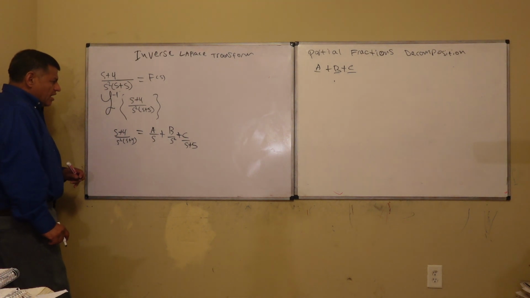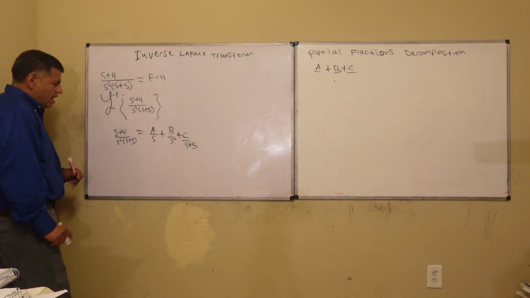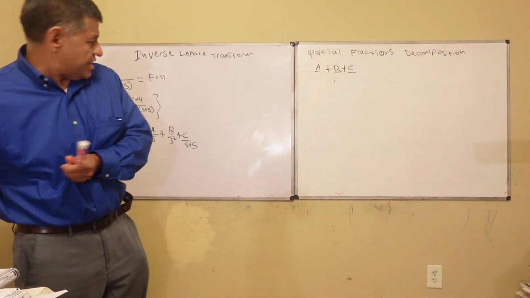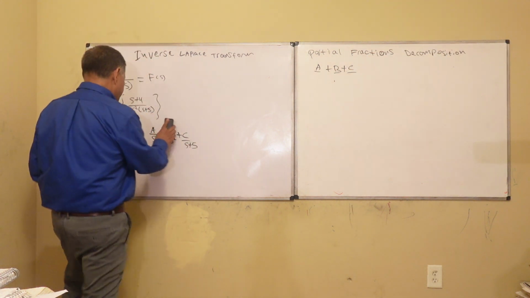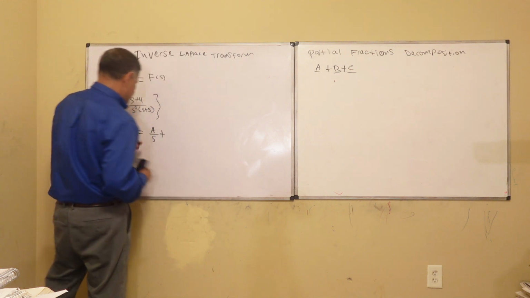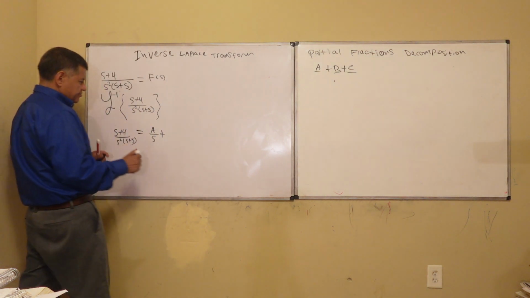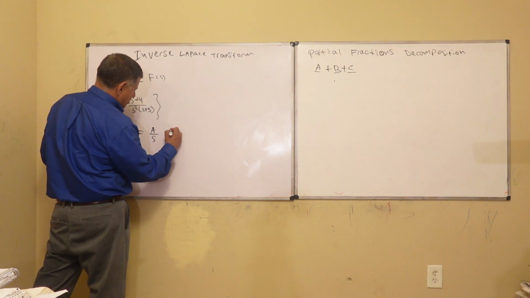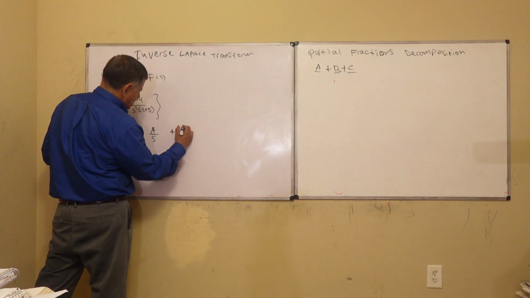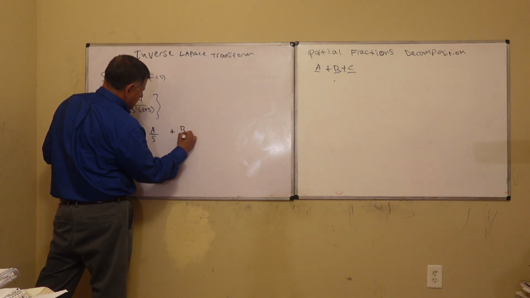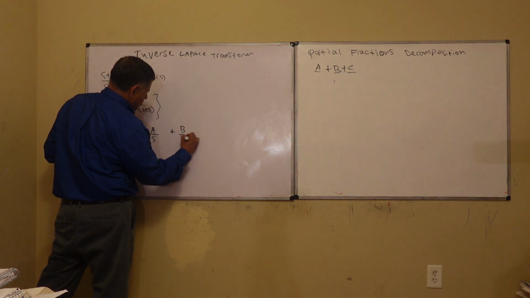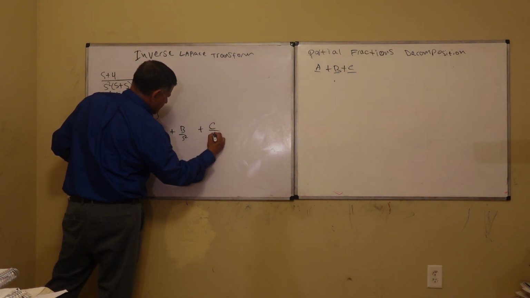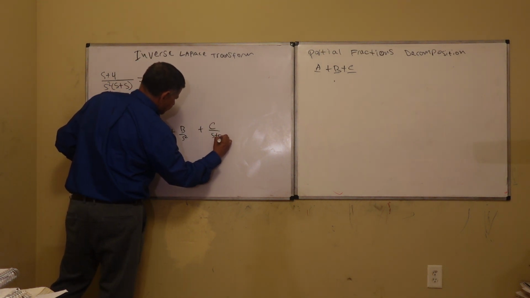Okay, so now it looks pretty not too bad, right? Let me give myself a little space right here. Plus b times s squared plus c times s plus 5.